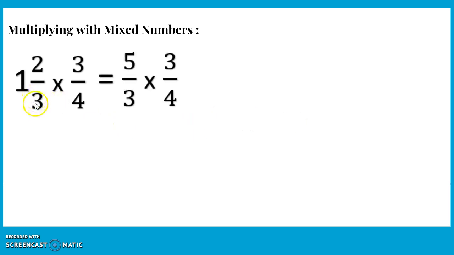So for example, we took 3 times 1, add the 2, that gives us 5/3. So 1 and 2/3 becomes 5/3. The 3/4 is just a regular fraction, so that just carries over. And now we can multiply straight across. 5 times 3 is 15. 3 times 4 is 12.